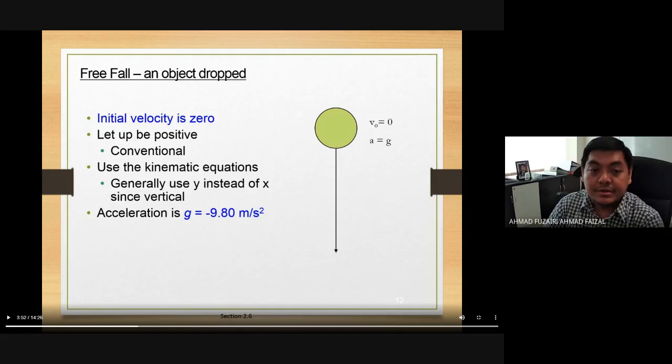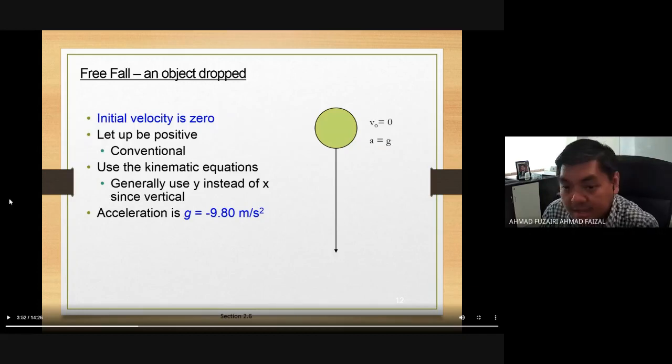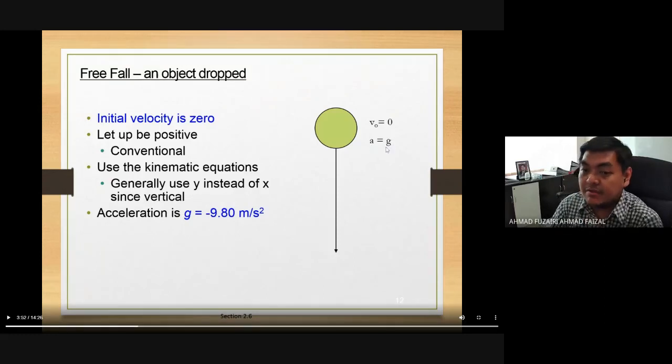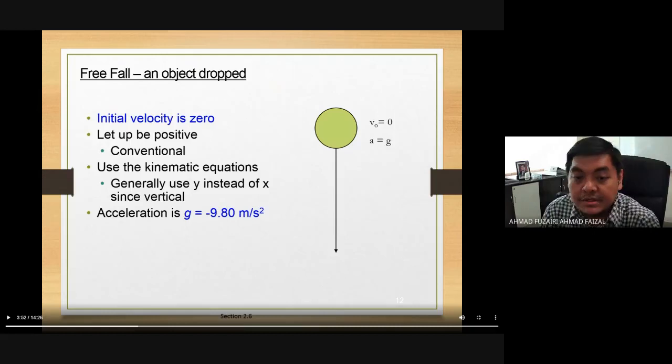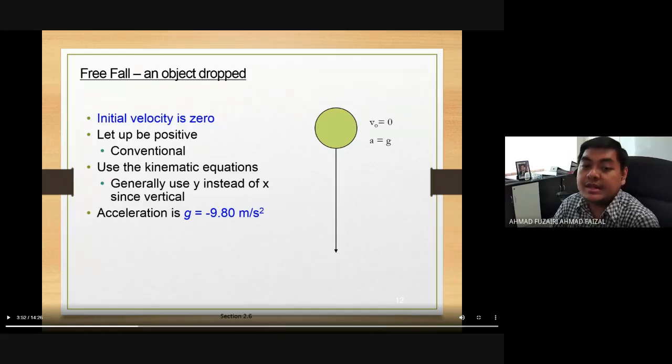So let up be the positive. The acceleration here, I think there's some mistake in the figure. The figure should be a equals negative g, because g is actually negative. a equals negative g. So a is negative 9.8 meters per second squared.